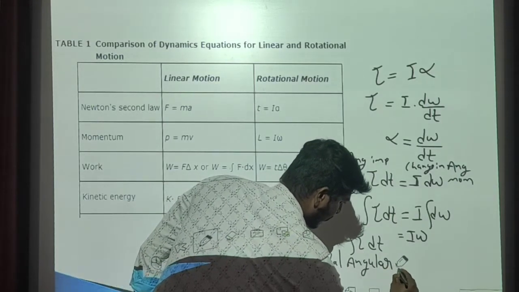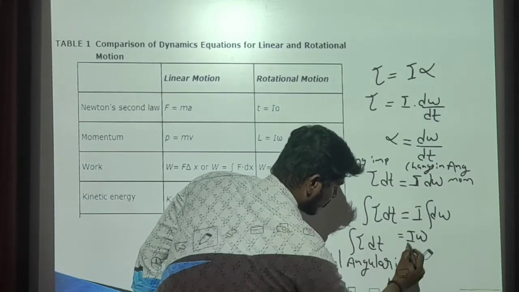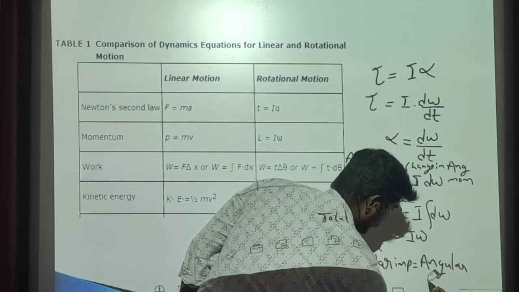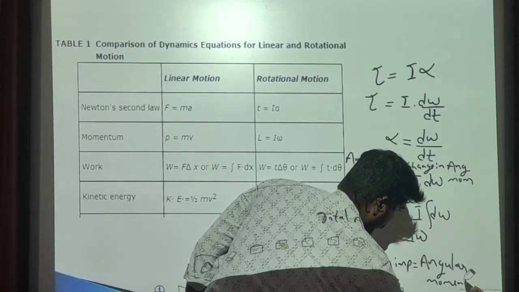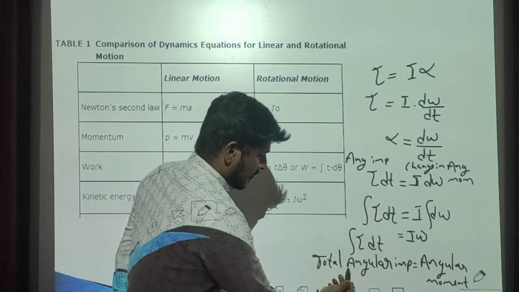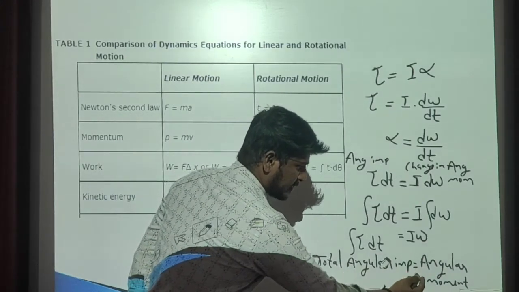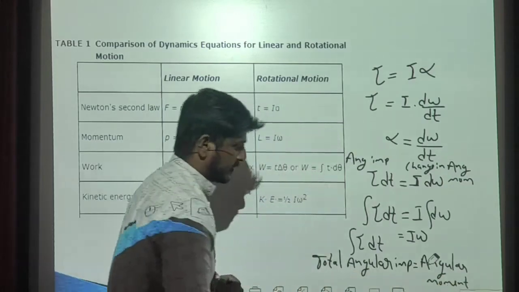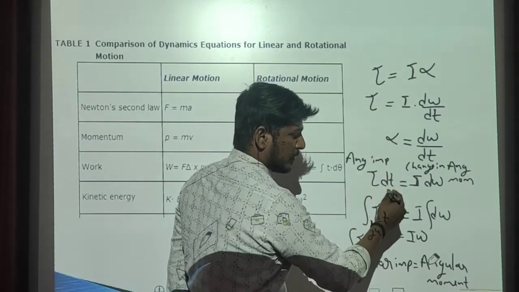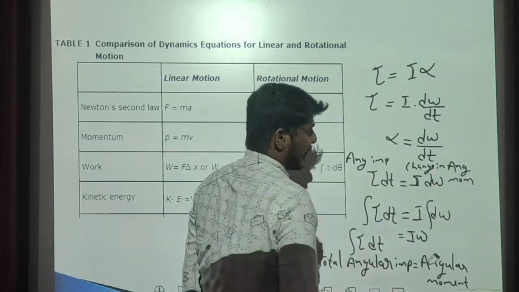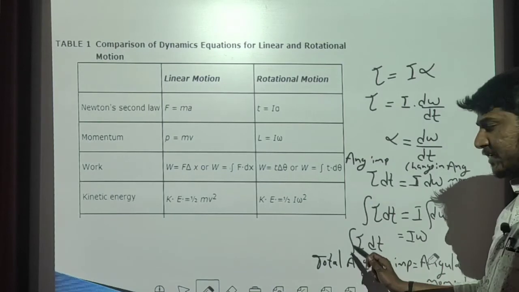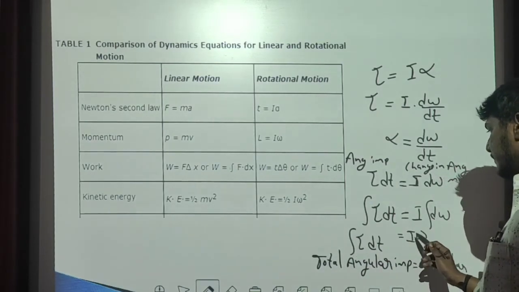total angular impulse is equal to angular momentum. Here we need to note that total angular impulse is equal to angular momentum. Here you can see that angular impulse is responsible for the change in angular momentum. Finally, we need to remember this equation, that is integral tau into dt is equal to I omega.